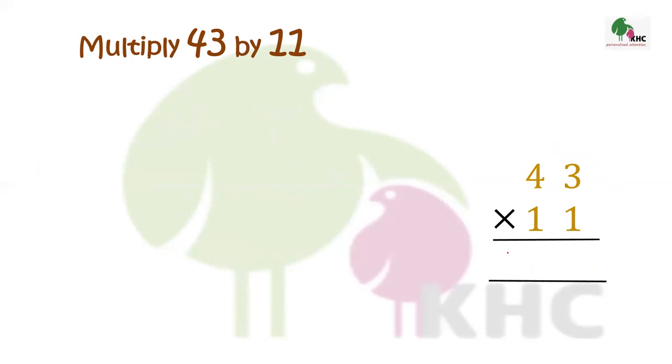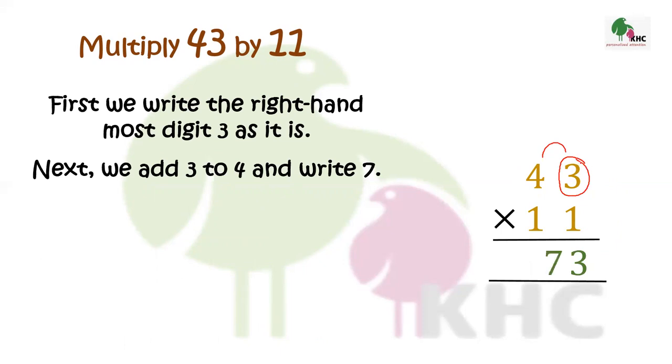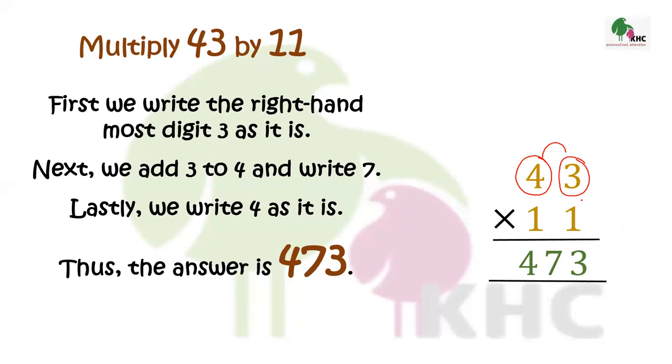Similarly, another example we have, multiply 43 by 11. So in 43, 4 and 3 are the digits. So first, you write 3 as it is, right? And then 4 plus 3 is 7. Write it as it is. And then after that, 4 you'll write it finally. So 43 times 11 is 473. The answer is complete.